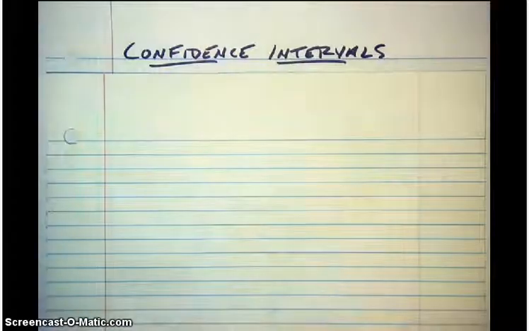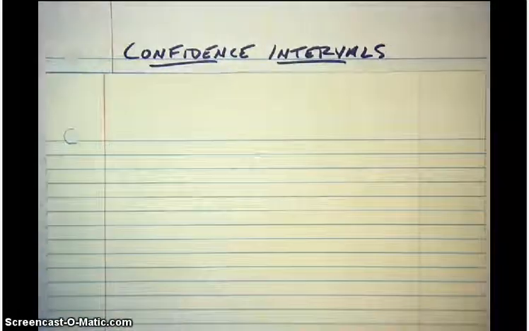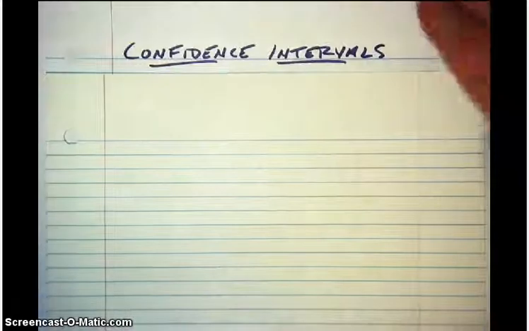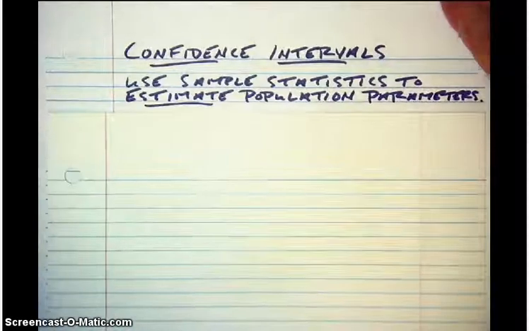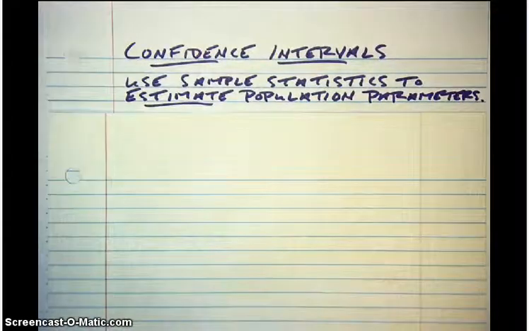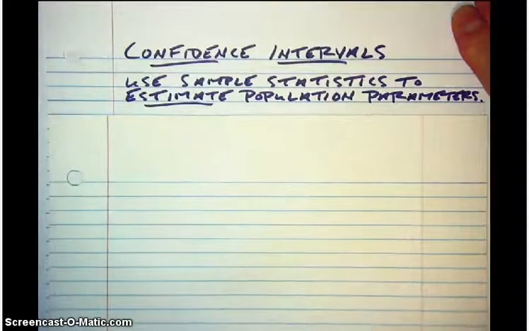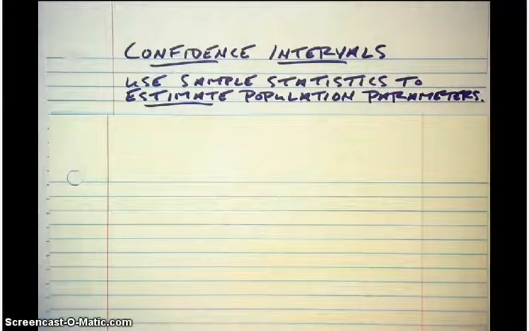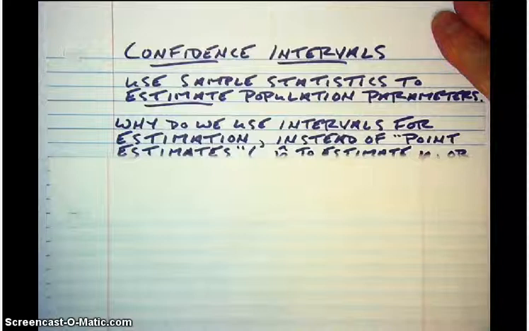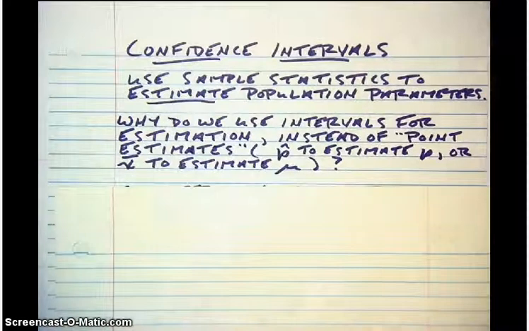Today I'm going to introduce you to the other major branch of statistical inference, confidence intervals. Confidence intervals use sample statistics to estimate population parameters, in contrast to tests of significance, which test claims about population parameters. Here we're actually trying to estimate what the value of those parameters might be. You might ask yourself the question, why can't we just use a particular number as that estimate? Why do we have to use intervals to do this?